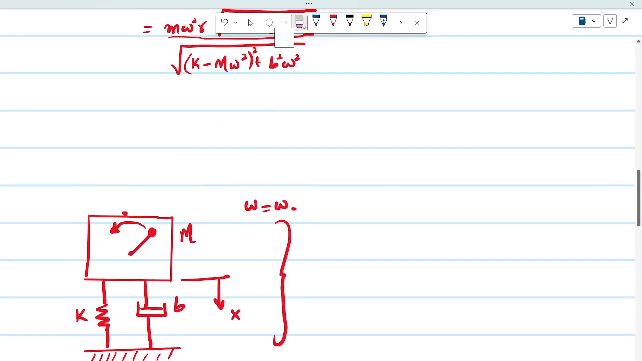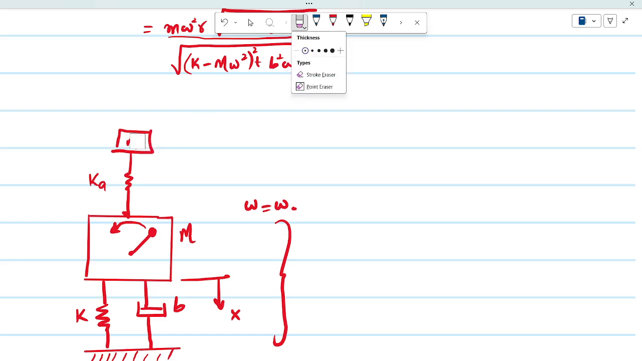If we want to add the vibration absorber, we will add a mass spring system with the device. Let's say the stiffness coefficient for this system is Ka, and we have the mass equal to, let's make it smaller, Ma.